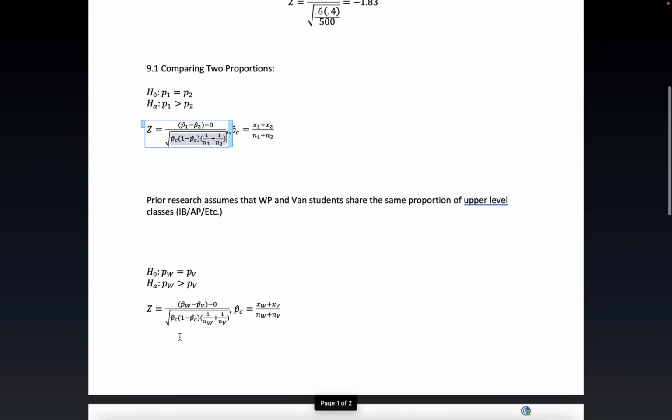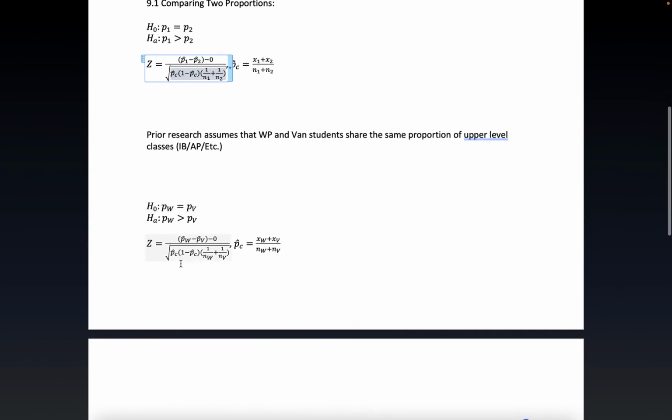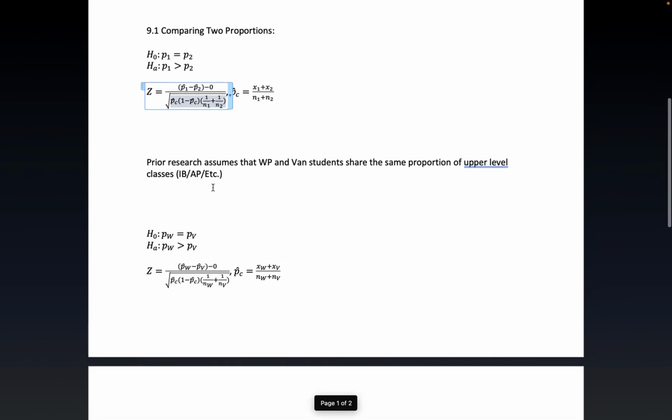All right, so let's put that in a word problem and see what that looks like, just with letters, and then we'll dive into your 9.1 homework. And of course, the p-value and concluding will be brought up as well. So maybe the word problem says prior research assumes that Westport and Vanguard students share the same proportion of upper level classes, but maybe we were interested to see if that's increased for Westport students. So before we thought Westport students and Vanguard students had the same proportion of advanced students, but maybe now we start to think that Westport students have become more advanced, because of course we have.